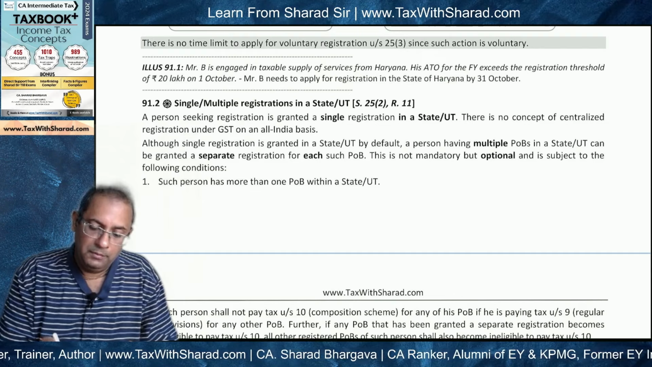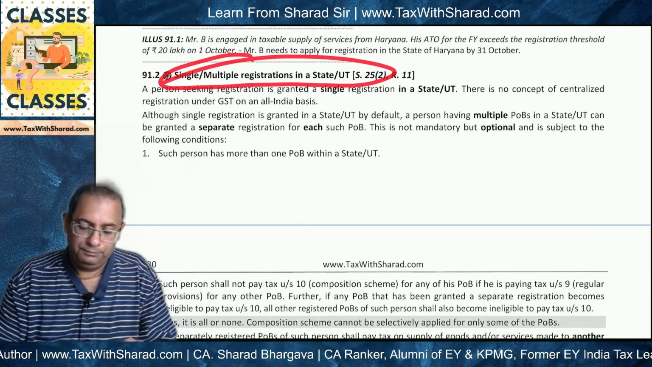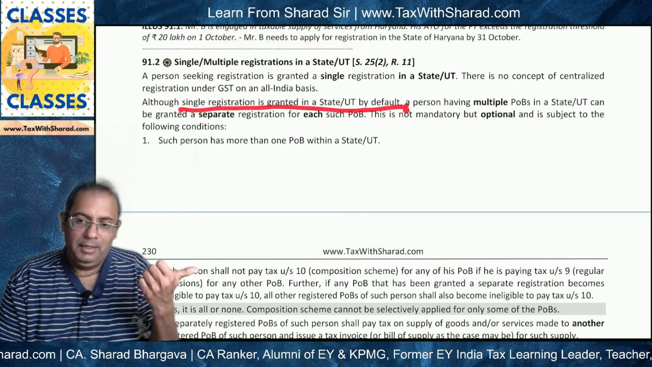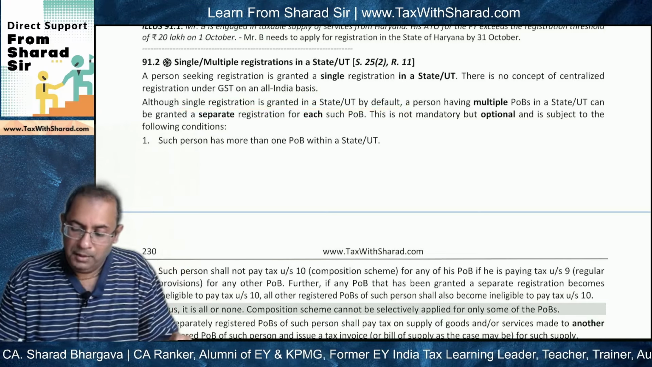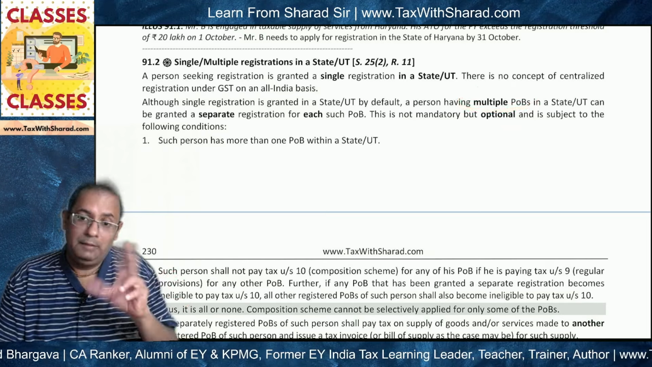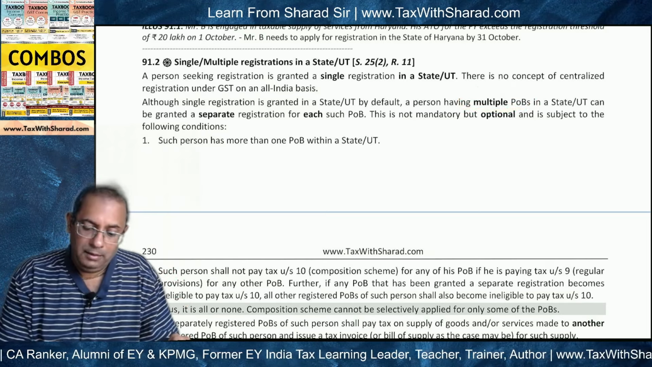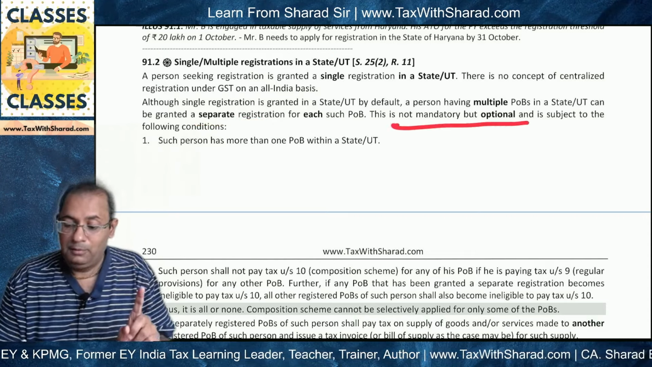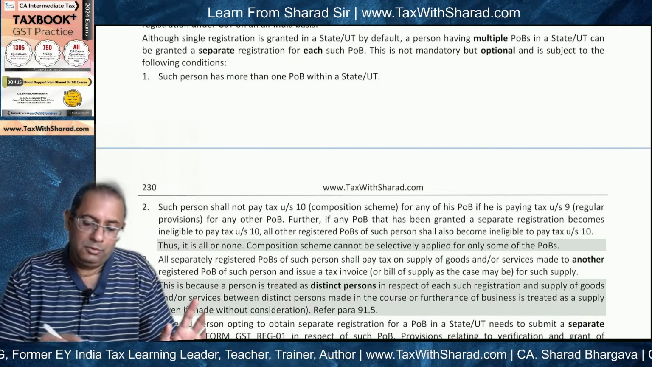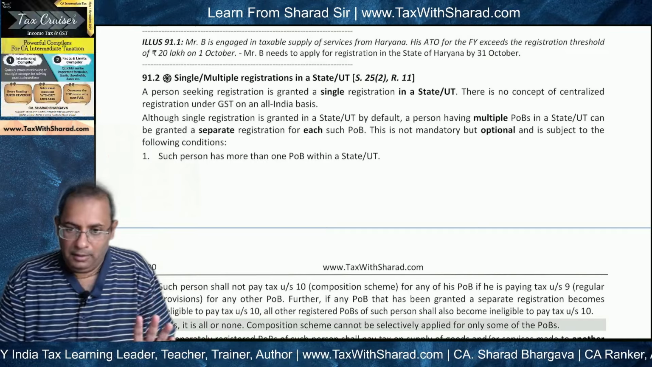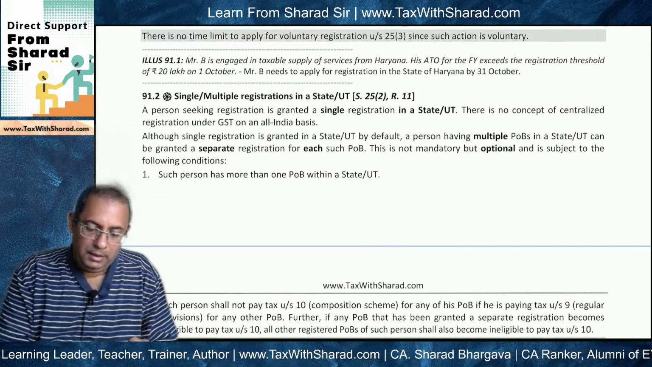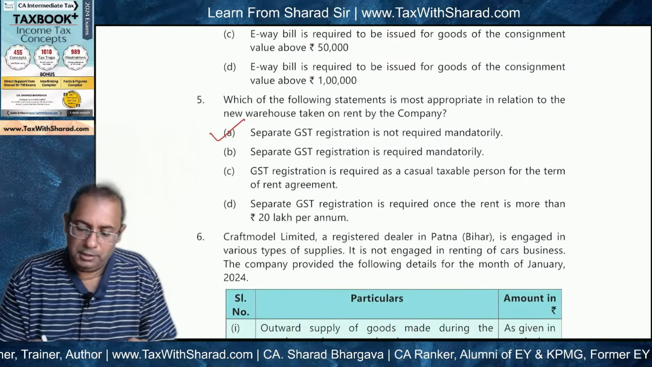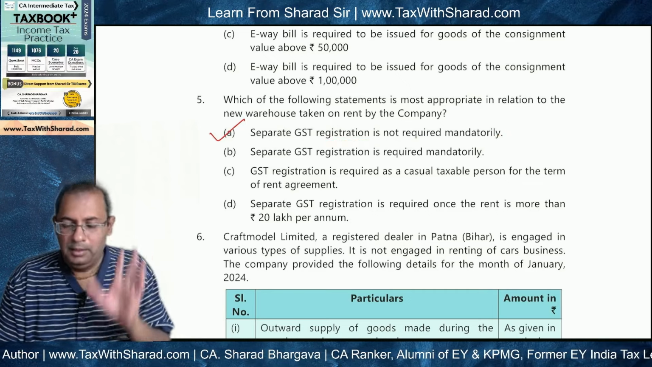And therefore, see this provision. Single multiple registration in a state or UT. Although single registration is granted in a state or UT by default, that's why the person XYZ is registered in Delhi. A person having multiple places of business, now there will be multiple, factory as well as warehouse, can be granted a separate registration for each such place of business, for factory as well as for warehouse, but this is not mandatory but optional, subject to certain conditions being met, and therefore it is not mandatory. So what will be the answer? The answer will be separate GST registration is not required mandatorily.